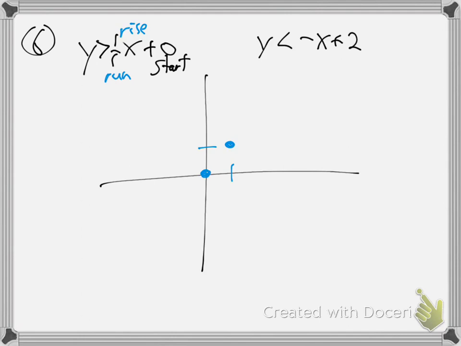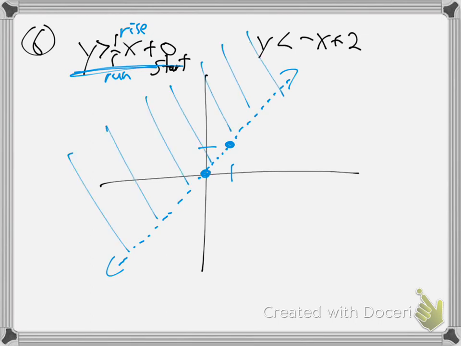So for this one, solid line or dotted? Dotted. So that's the diagonal line, right, because there's no solid bar. It's just greater. They only want the greater. So which side am I going to shade, greater, up here? Above the line. That's above. Is everybody good with that? That's above the line, right?